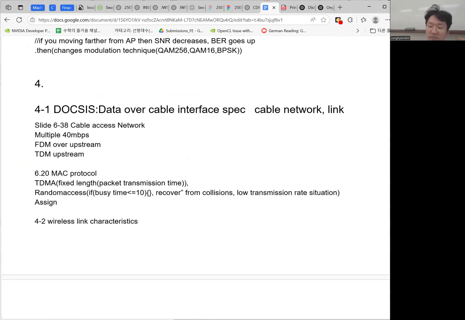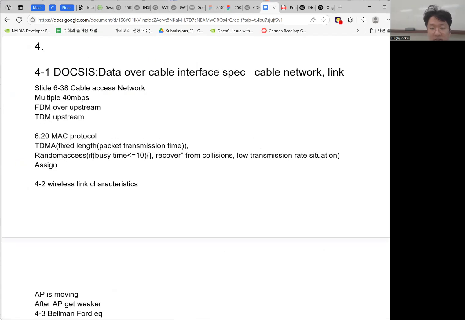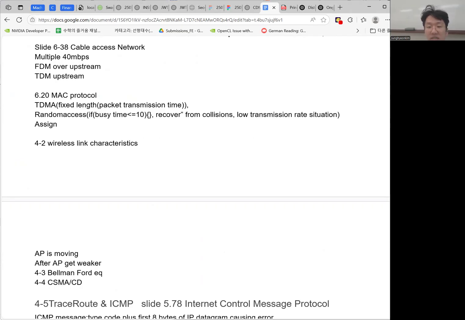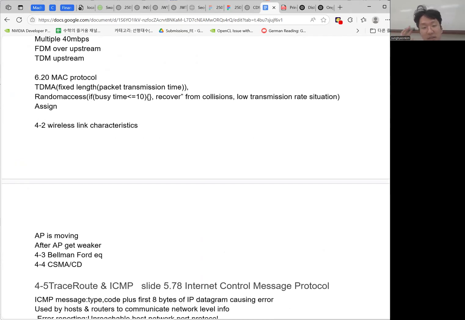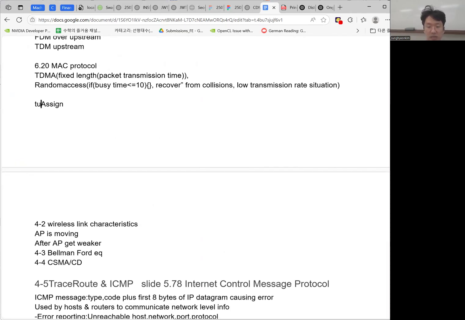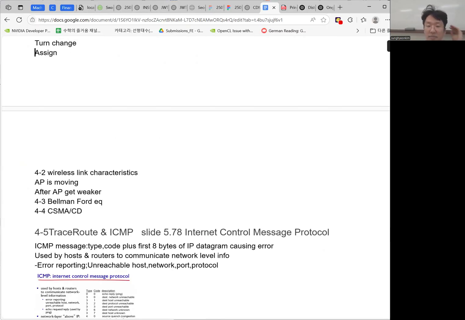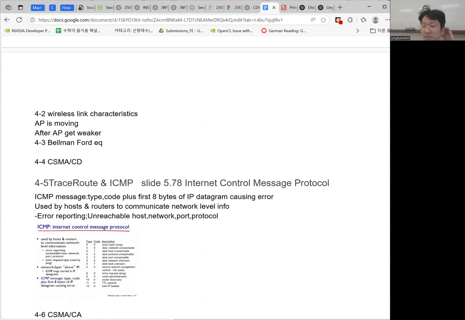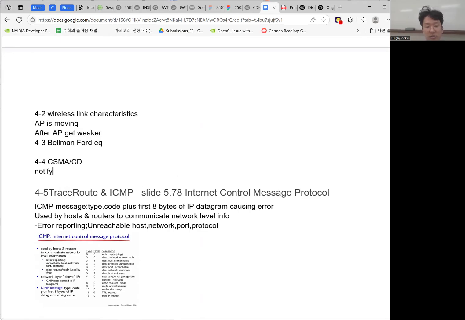DOCSIS, Data Over Cable Service Interface Specification, is a cable network link. It is related to cable and MAC protocols: TDMA, which is time-based, FDMA, random access, and taking turns. For wireless link characteristics, the AP is moving. Also the Bellman-Ford equation, and CSMA is also about sensing, but if a collision happens, what should we do?